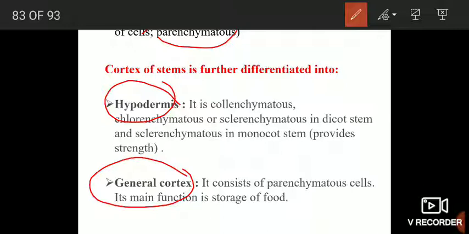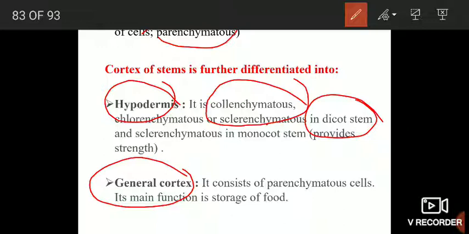It is the zone of cortex which lies inner to epidermis, and this zone of cells may be constituted of collenchymatous or sclerenchymatous cells in dicot stem. However, in case of monocot stems, the hypodermis is exclusively constituted of sclerenchymatous cells. The function of hypodermis is that it provides mechanical strength to the stems.